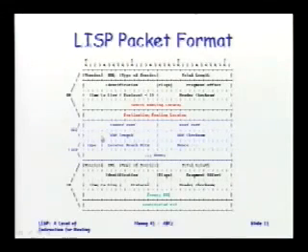The rest of these fields and lists I won't talk about in detail, but they're used for a lightweight form of security, and these locator reach bits are used for locator reachability. Of course, the inside header that's built by the host has only EIDs. Very important.